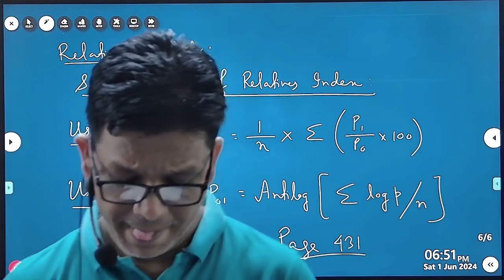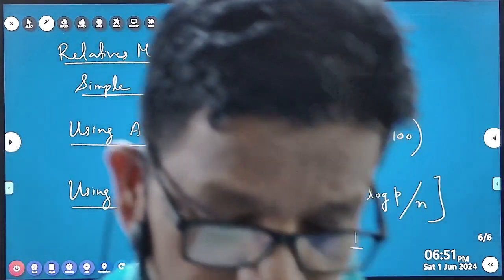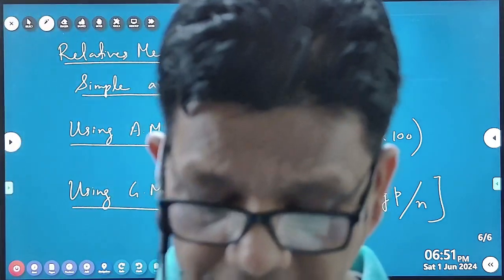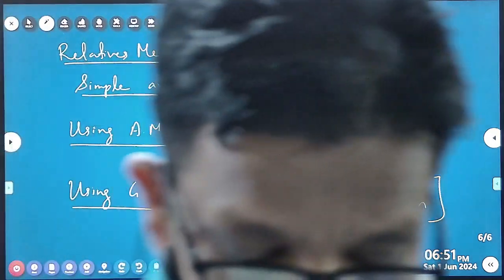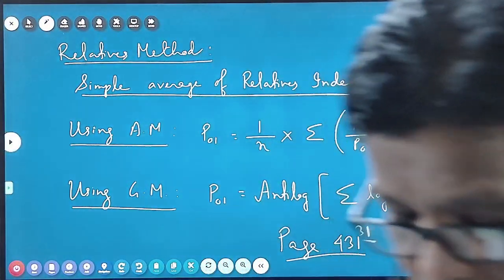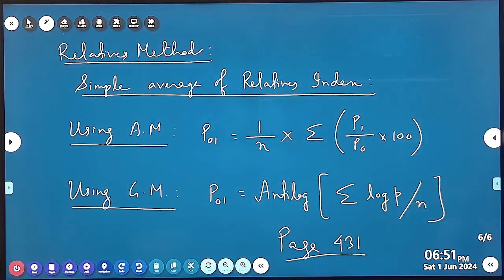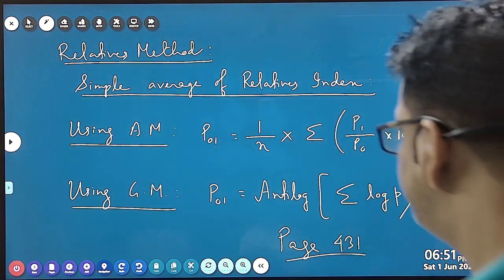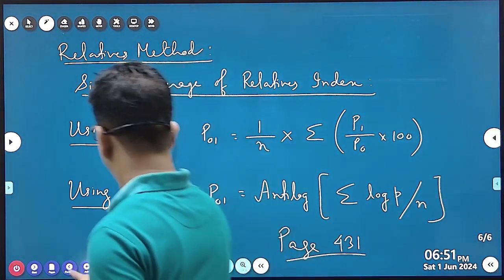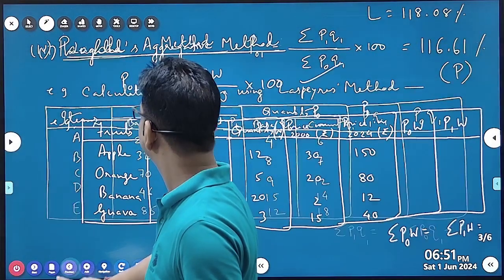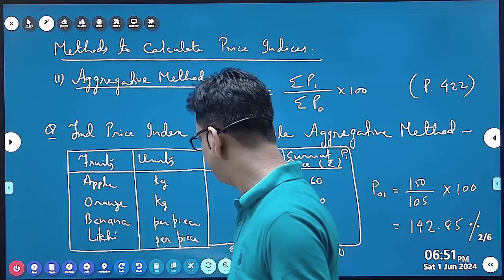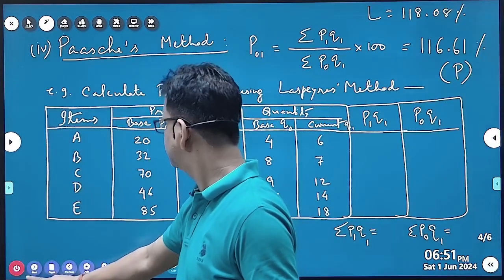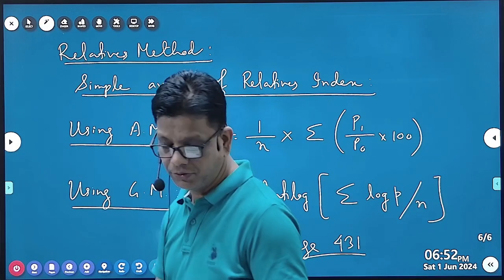Here, look at this. Compute a price index for the following data by simple aggregate method and average of price relative method, so using both arithmetic and geometric mean. All these don't come, only one comes. So simple aggregative method already you have done, so I'm not going to explain that. Simple aggregate, the first one was, yes or no? So it was the simple aggregative method. So this one I'm not doing, because we have already done.